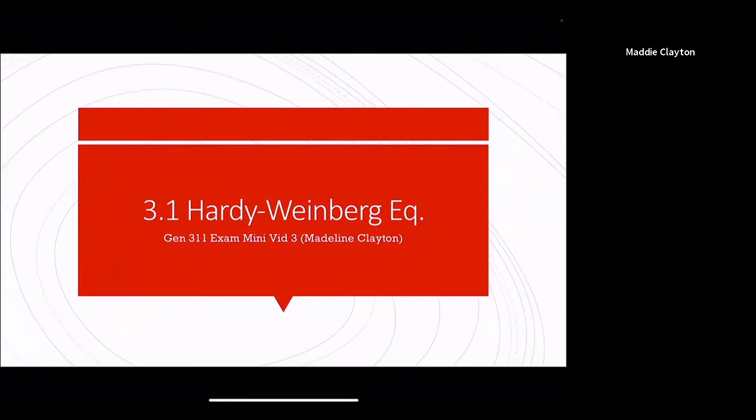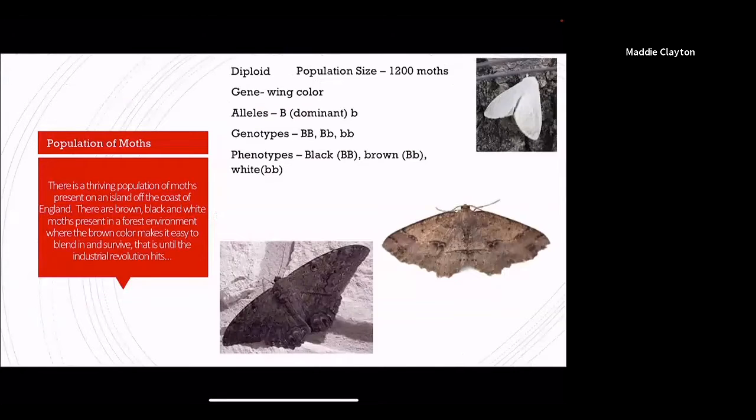We'll be talking about Hardy-Weinberg equilibrium and how this can shift due to different types of selection. So first off, we're going to start with our population, which will focus on moths. There is a thriving population of moths present on an island off the coast of England. They're brown, black, and white moths present in a forest environment.